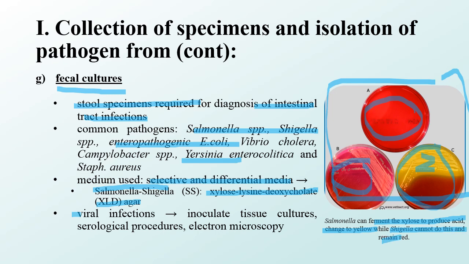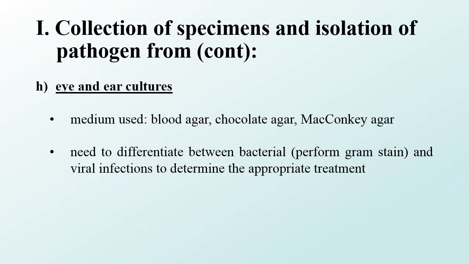On the other hand, for viral infection, we can inoculate into tissue cultures, and then we see the cytopathic effect, as I mentioned earlier. Some people also do serological procedures. Usually it comes with diagnostic kits, and usually it's quite expensive. And then there are also electron microscopy techniques where you can also see viral infections.